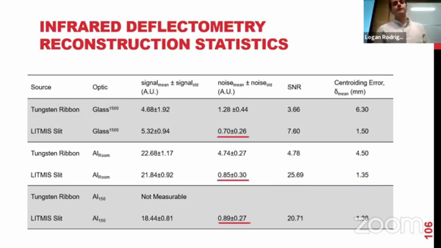I want to highlight additionally that the noise that we calculate, which is calculated on and off, doesn't really change very much depending on what we're testing. So this is good because basically it's insensitive to variable optics.